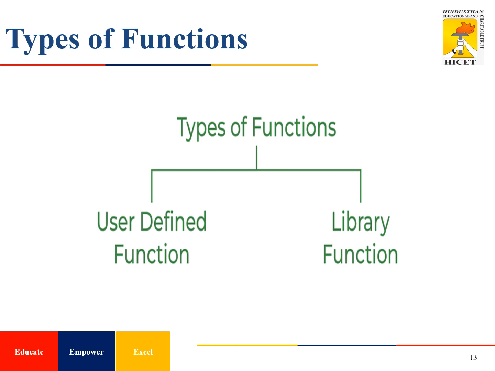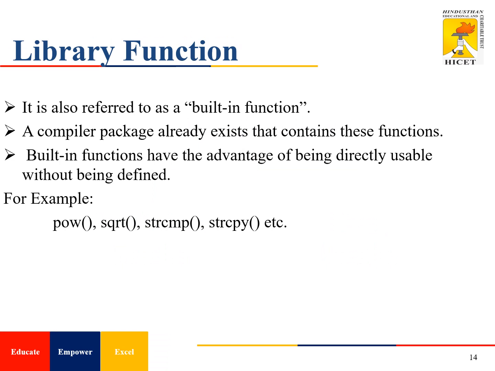And types of function: mainly we have user defined function and library function. Library function is a built-in function which is already inside the compiler, and user defined function is a function defined by the user. Library function, I already told you, is referred to as a built-in function which already exists in the compiler as a package. For example, pow is power, sqrt is used to find the square root, strcmp is a string compare function, and strcpy is a string copy function, which already exist as a package in the compiler.